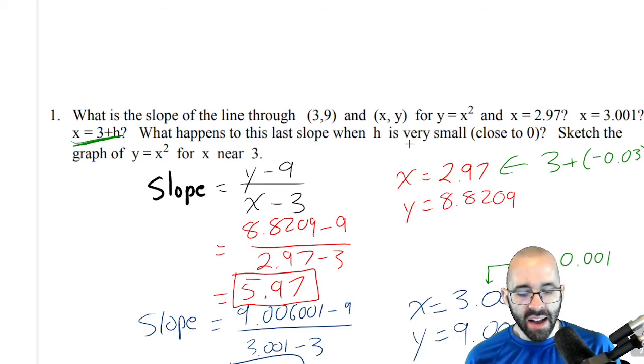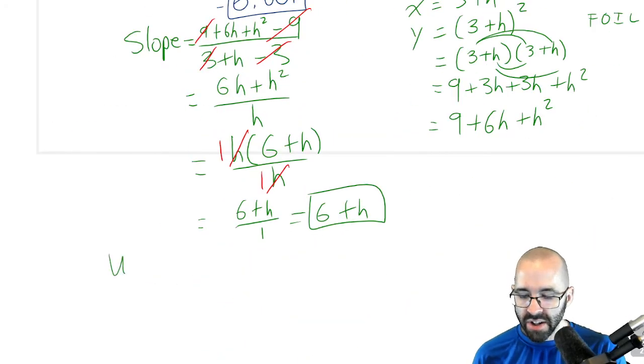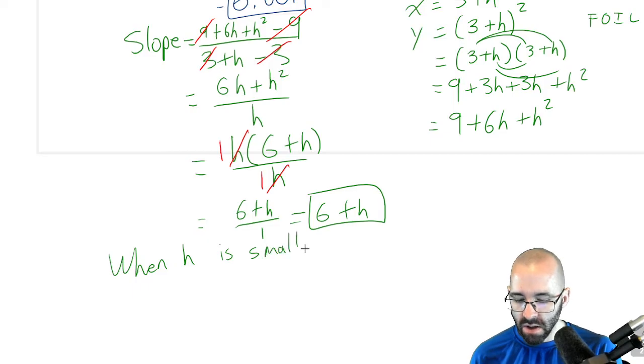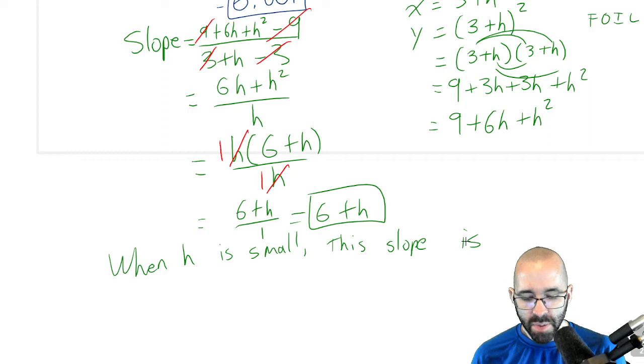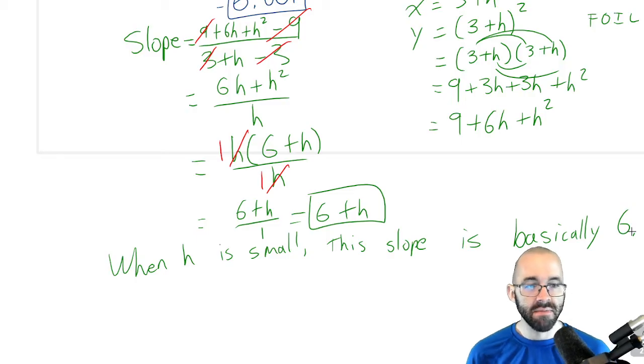What happens to this last slope when h is very small? When h is very small, the slope is basically 6. That's it.